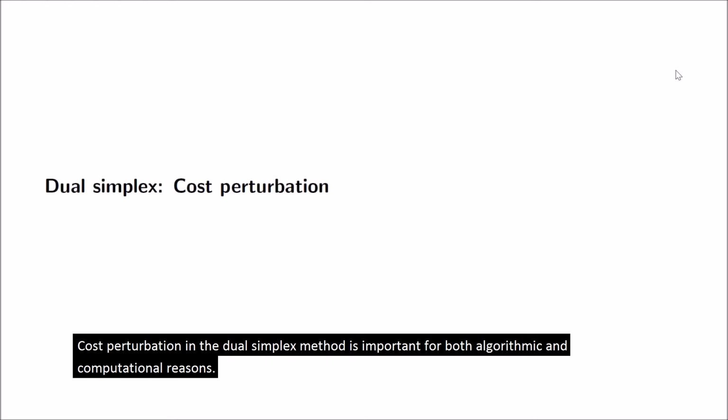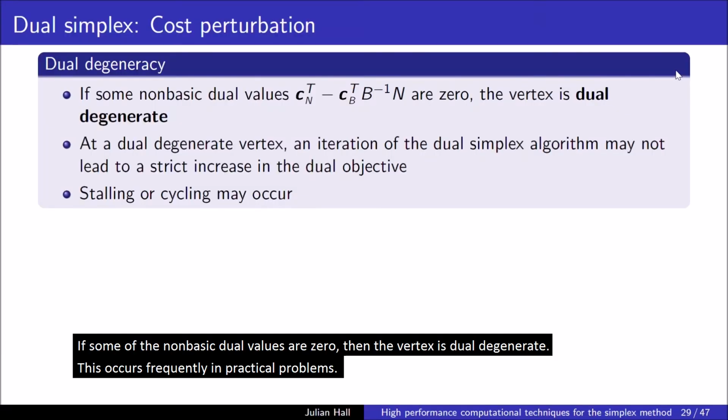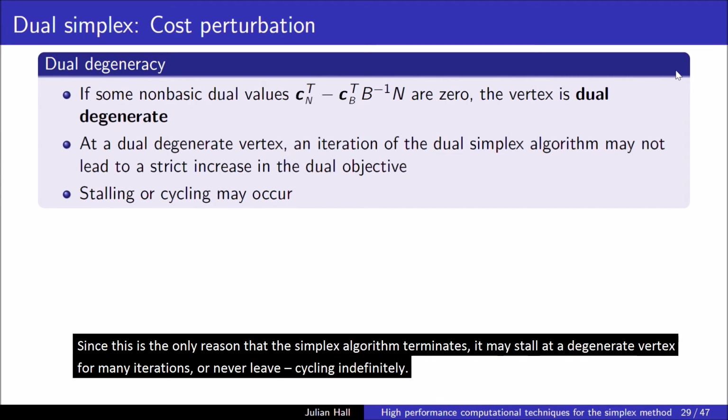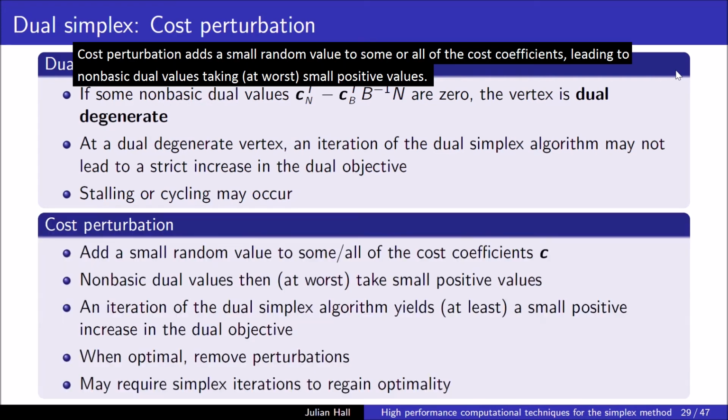Cost perturbation in the dual simplex method is important for both algorithmic and computational reasons. If some of the non-basic dual values are 0, then the vertex is dual degenerate. This occurs frequently in practical problems. It means that an iteration of the dual simplex algorithm may not lead to a strict increase in the dual objective. Since this is the only reason that the simplex algorithm terminates, it may stall at a degenerate vertex for many iterations, or never leave, cycling indefinitely.